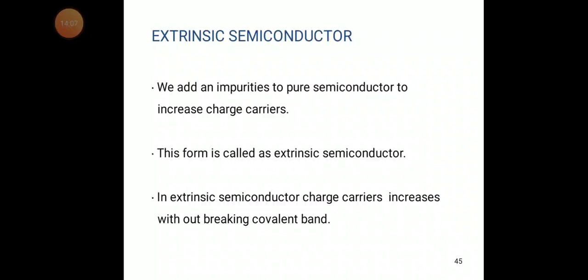Extrinsic semiconductor. If we add impurities to a pure semiconductor to increase charge carriers, this form is called an extrinsic semiconductor. The pure form of the semiconductor is called an intrinsic semiconductor. In an extrinsic semiconductor, charge carriers increase without breaking the covalent bond. Otherwise, to increase charge carriers we need to apply external energy, and that external energy breaks the covalent bond.